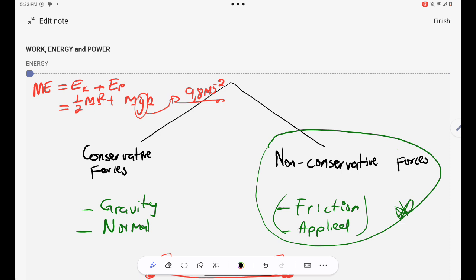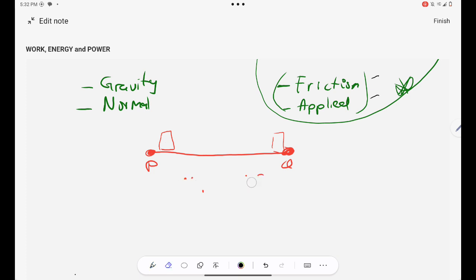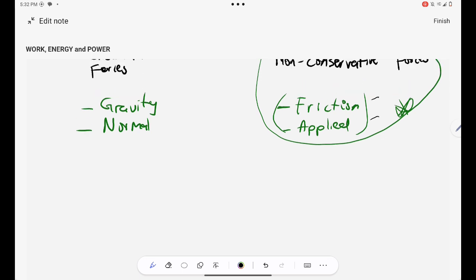In the previous video, we spoke about systems whereby mechanical energy was conserved. Mechanical energy will be conserved in a closed system, and a closed system should always have an absence of frictional force and applied force. But not always will you come across a closed system. If your system is not closed, it simply means that mechanical energy is no longer conserved.